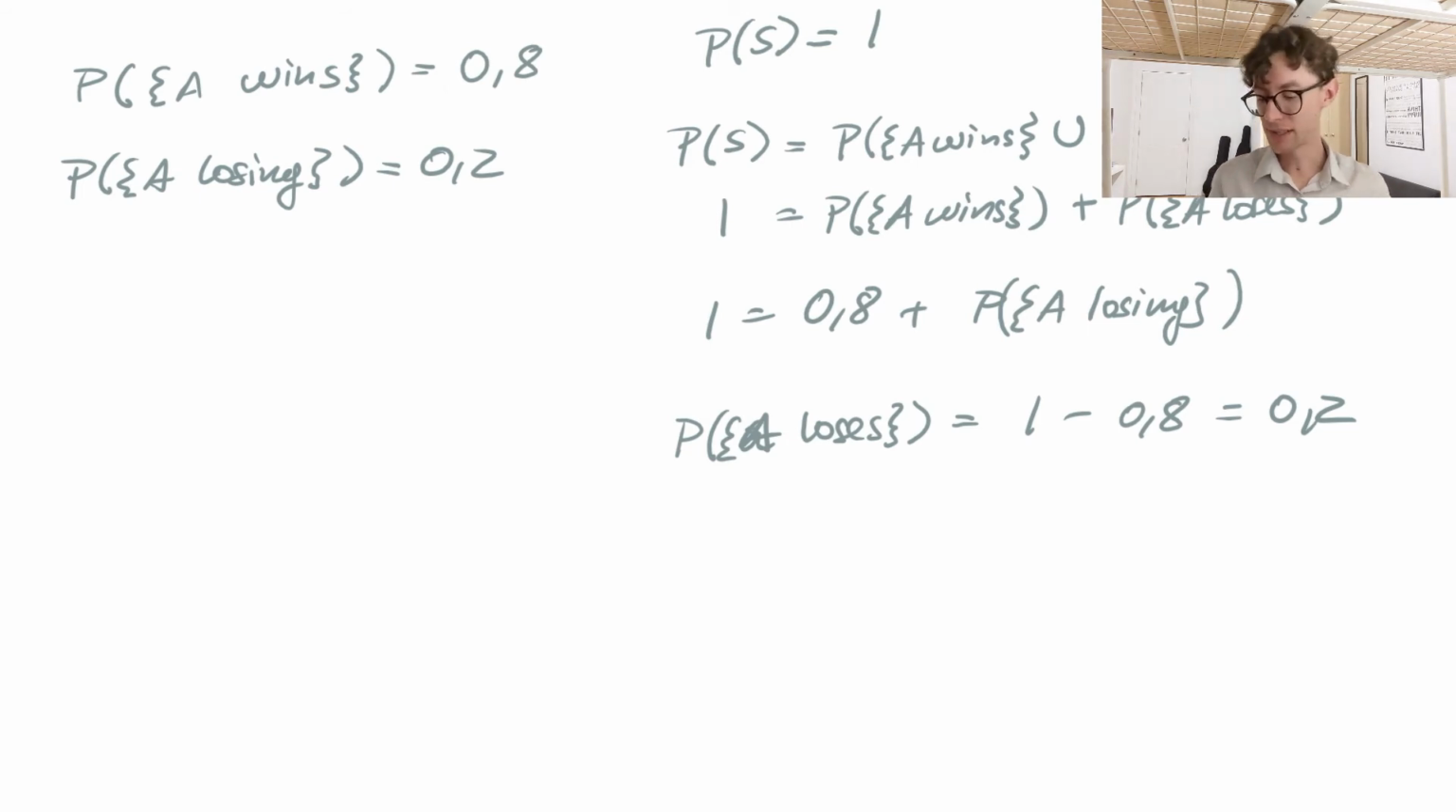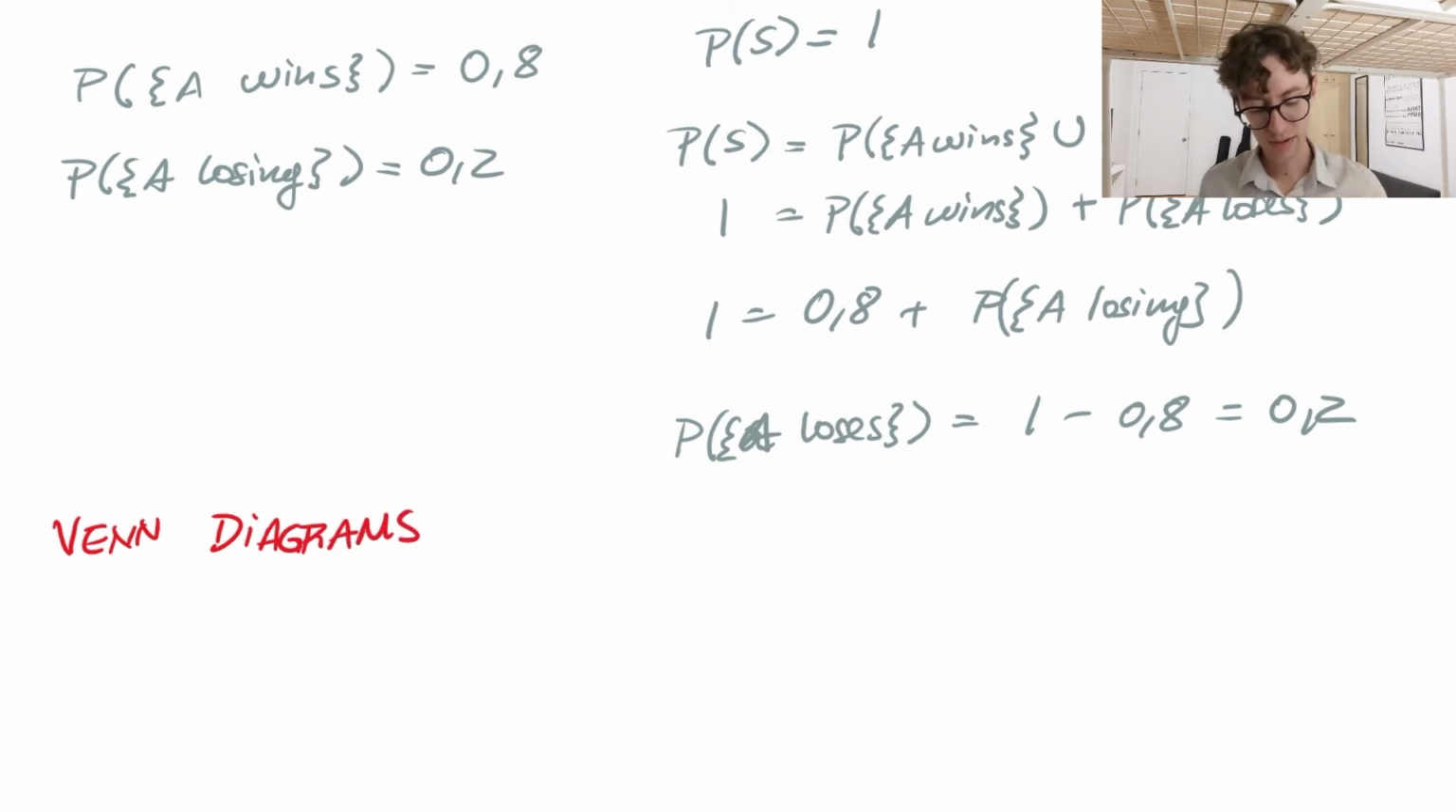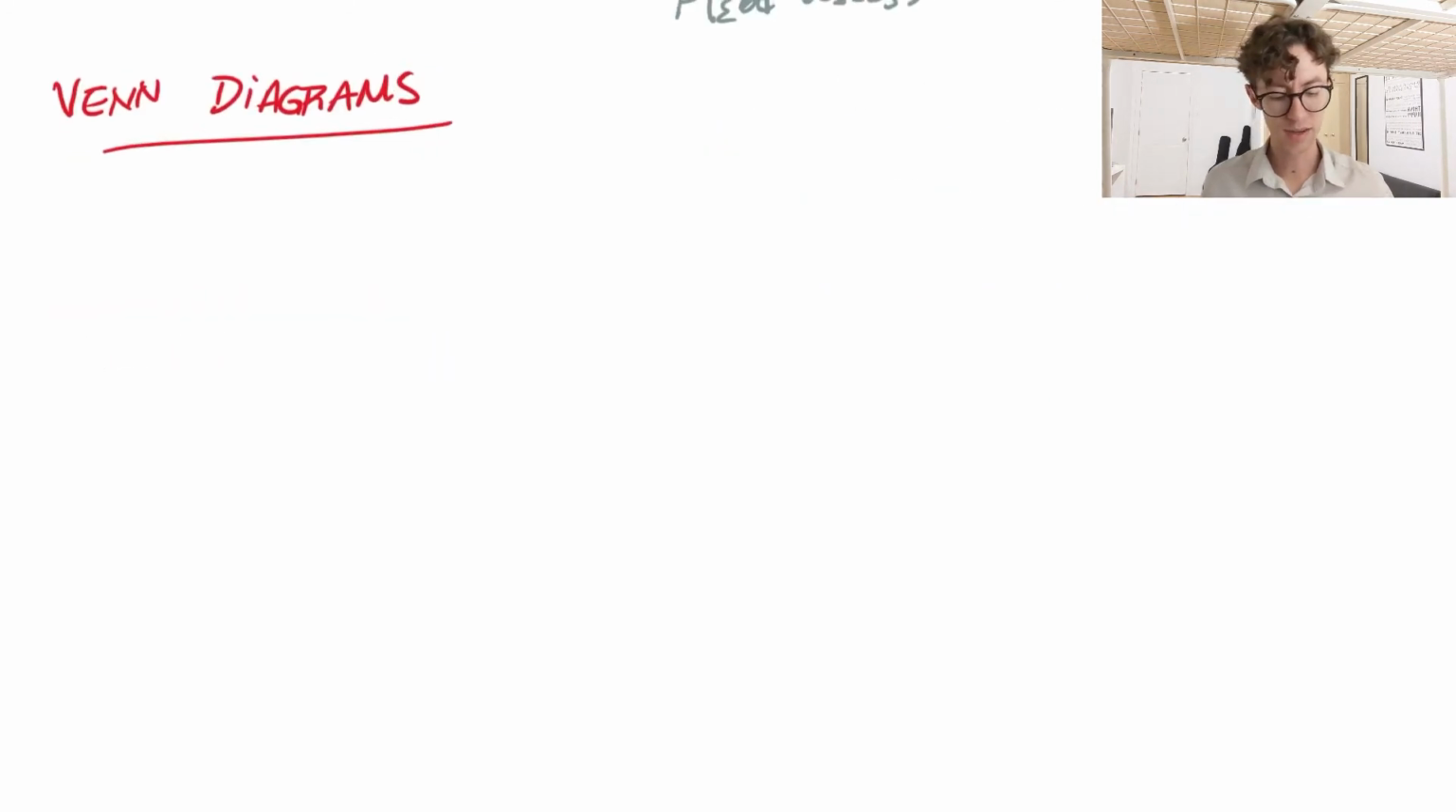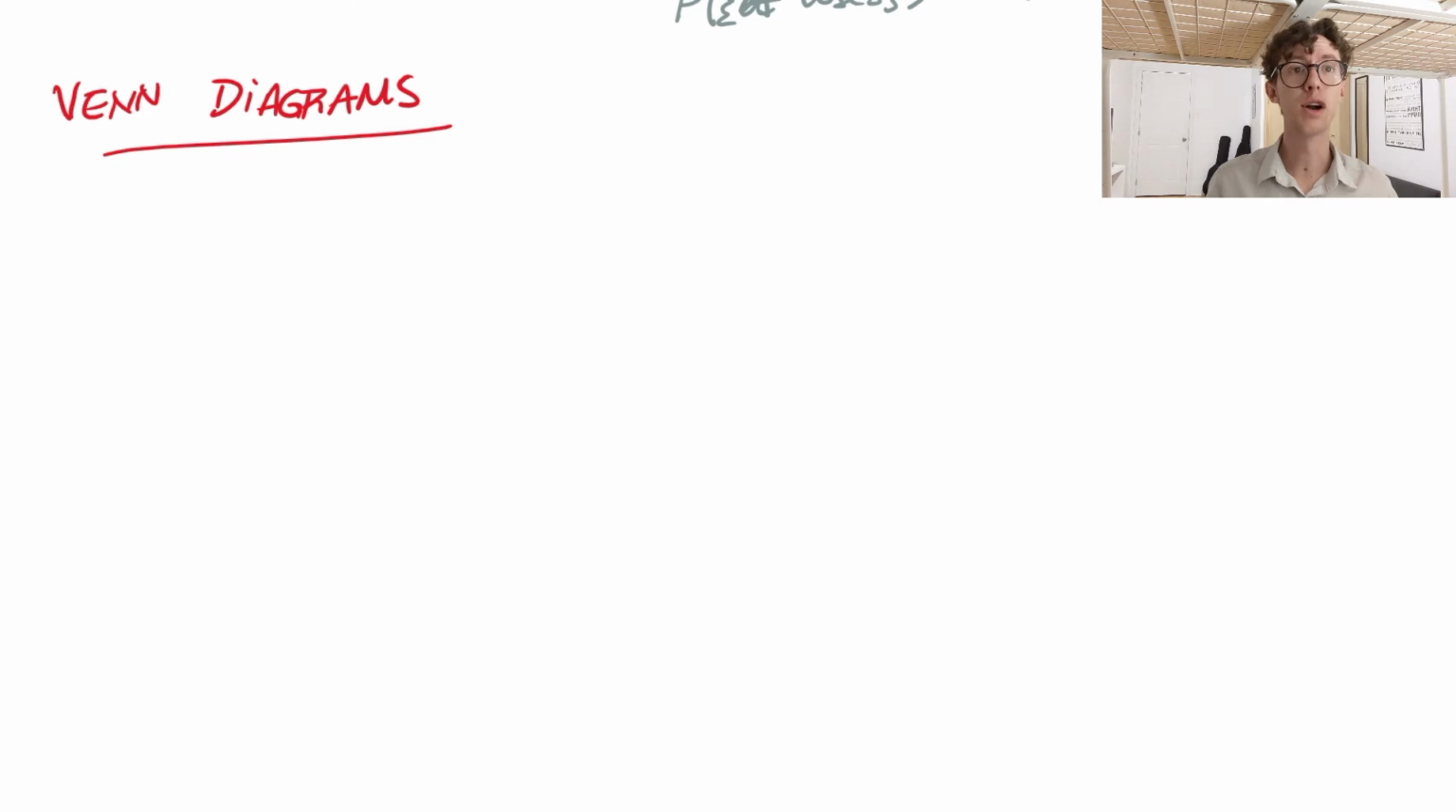Okay, now let's talk about Venn diagrams. Venn diagrams are very, very useful when we're looking at probability and trying to have a more visual or intuitive way of understanding the probability models that we have.